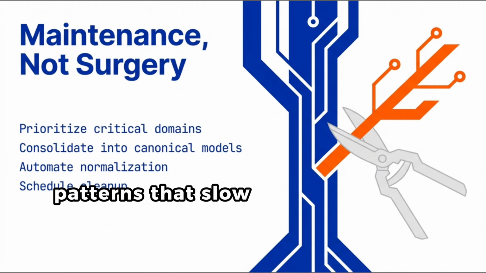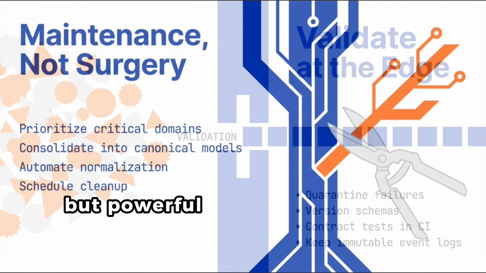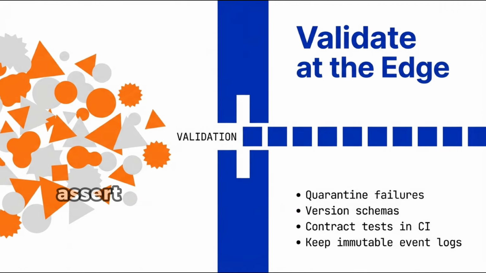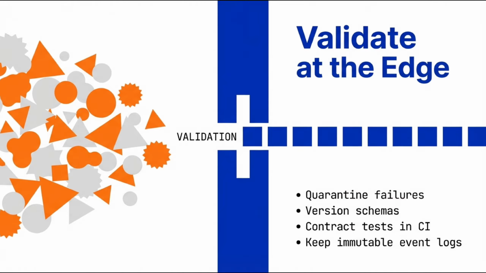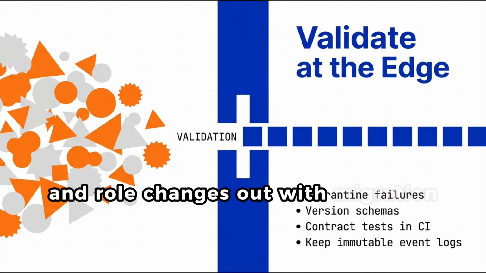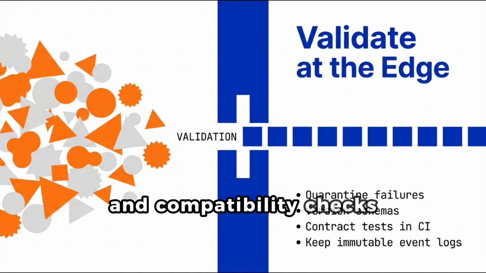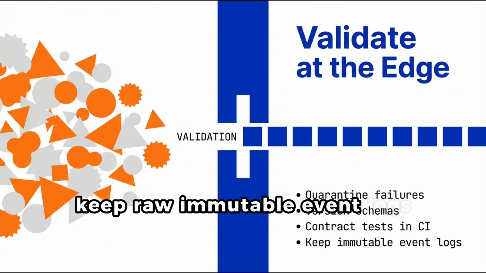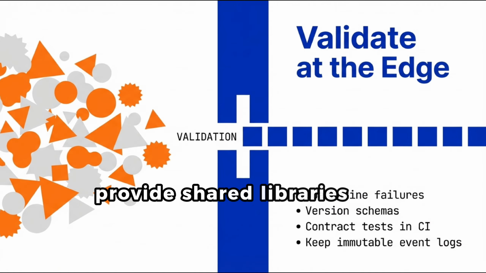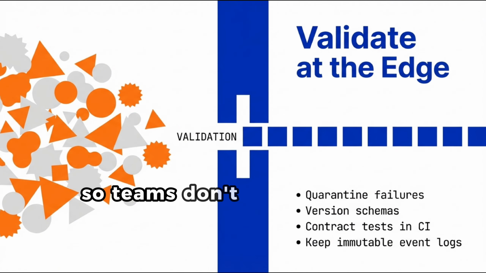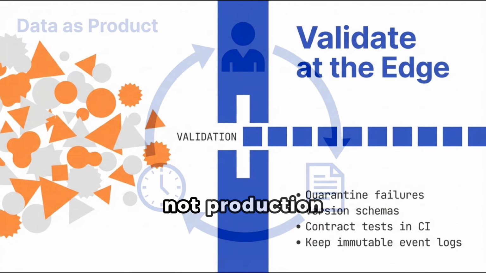Engineering patterns that slow degradation are straightforward but powerful. Validate at the edge. Assert required fields and types at ingest and quarantine records that fail. Version schemas and roll changes out with migration plans and compatibility checks. Keep raw, immutable event logs so you can reconstruct authoritative state later. Provide shared libraries for serialization so teams don't invent slightly different formats. Add contract tests in CI between producers and consumers, so incompatible changes fail the build, not production.